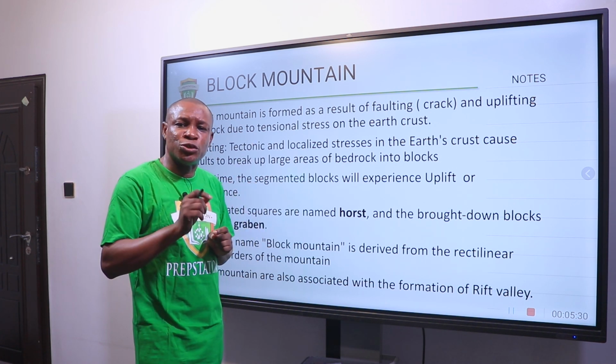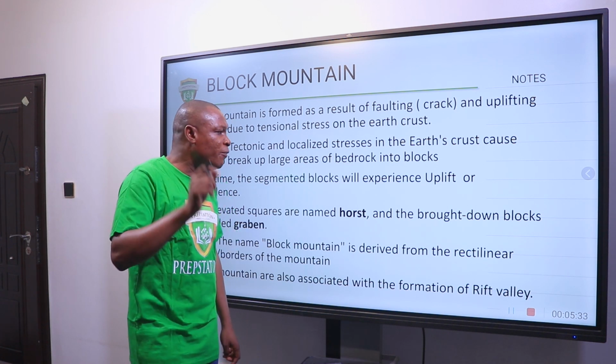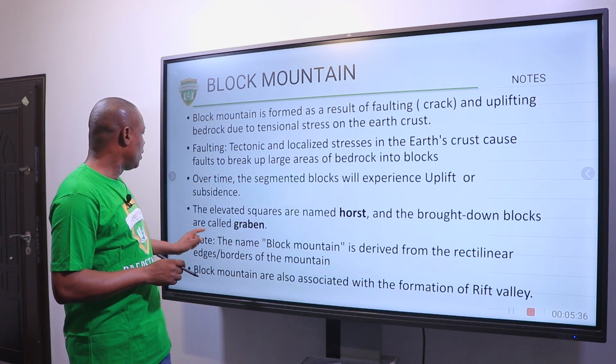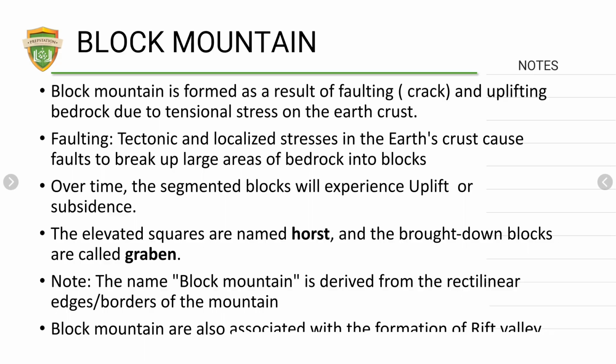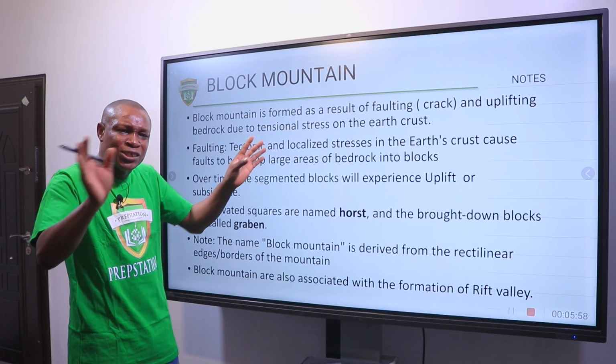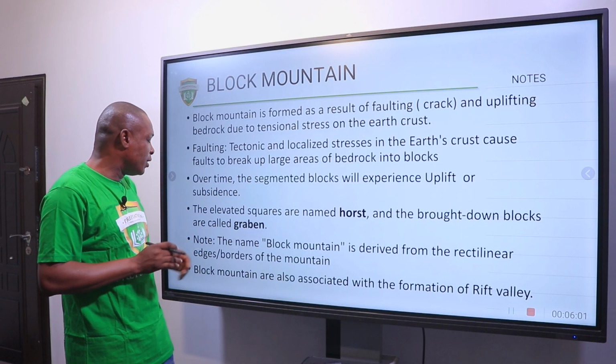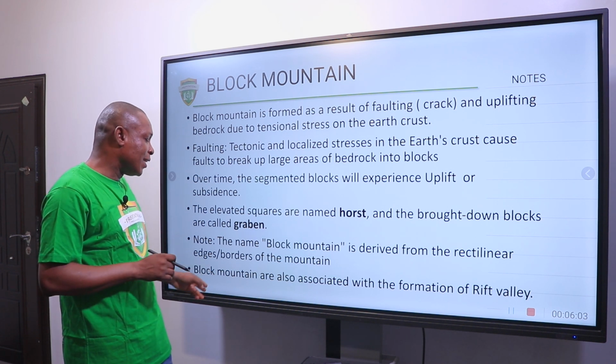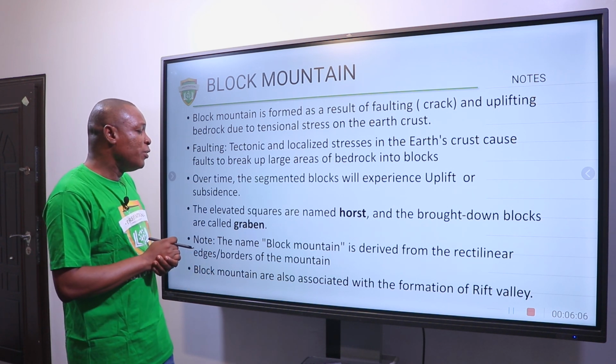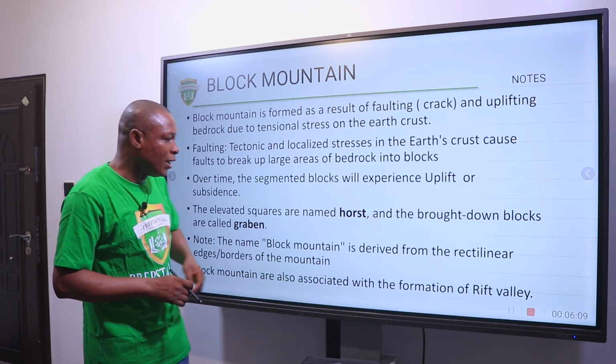So block mountains are associated with the formation of rift valley. The elevated part of the block mountain is what we call the horst, the side that will be pushed up. And then, note that the name block mountain is derived because of the rectilinear shape of the mountain. It takes the shape of a block. That's why we call it block mountain. As I said, block mountains are associated with the formation of rift valley.